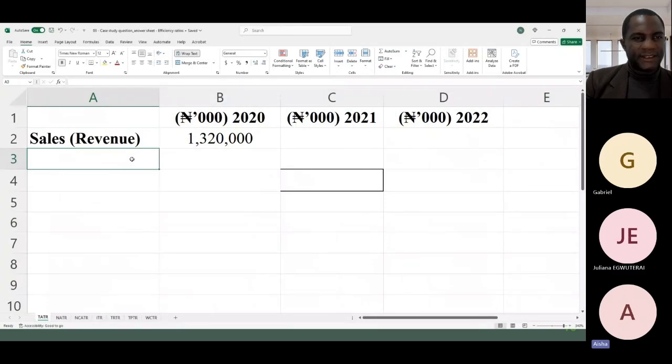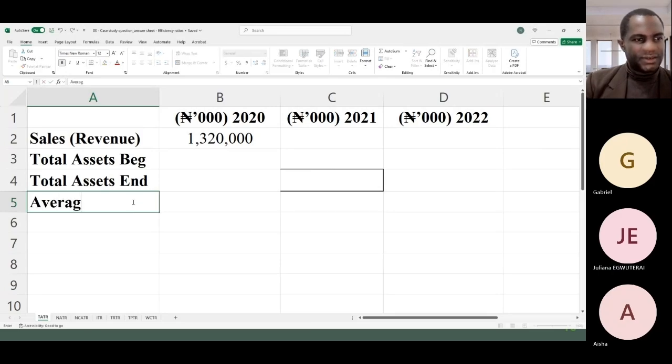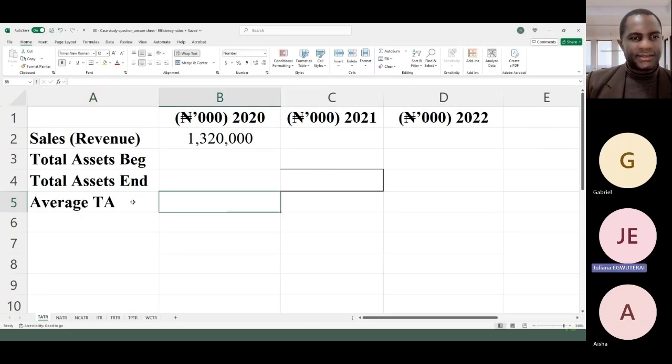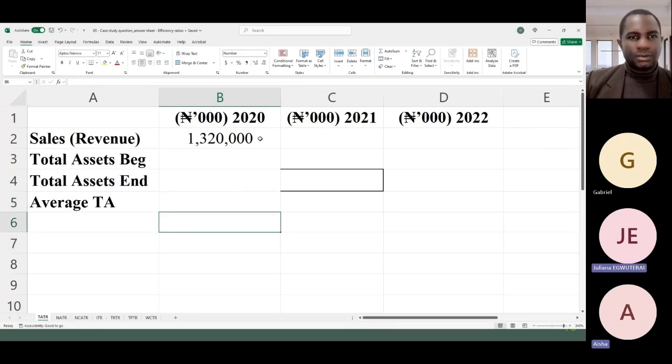Okay, so let me go and take your figure. Let me write it down. Then I pick your figure for the beginning total assets. 0.78 both sides. Oh, really? 0.78. And the average total assets, okay, so 0.78. How about 21 and 22? It's 21 and 22 I did.